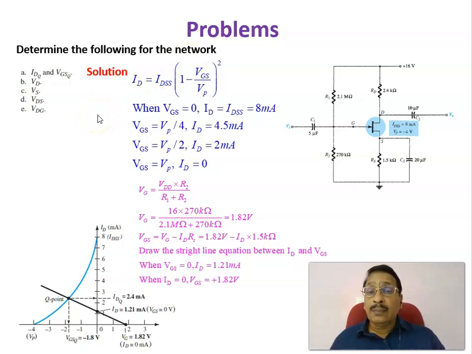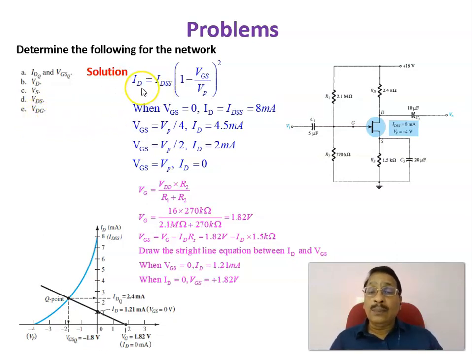in which you are asked to find the operating point values of drain current IDQ and VGSQ. Then what is VD, the drain voltage with respect to the ground? And what is the voltage of the source with respect to the ground? And what is the voltage VDS corresponding to that? And here we also need IDQ, VGSQ, and the corresponding VDS. These are the questions.